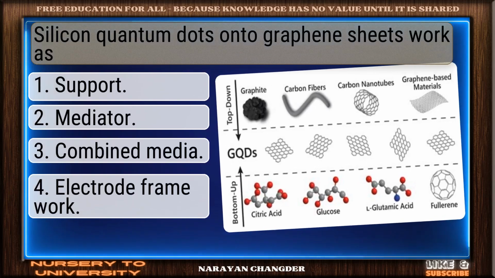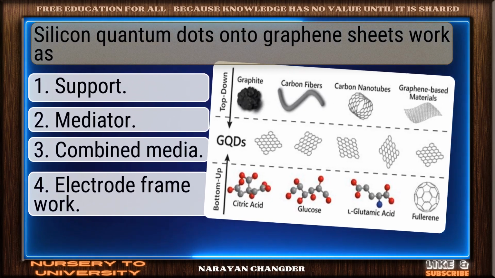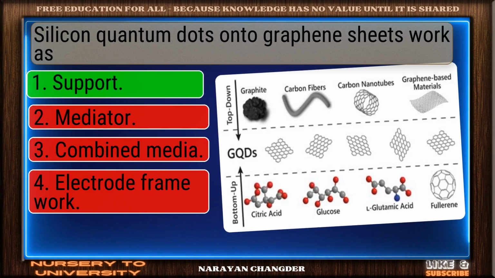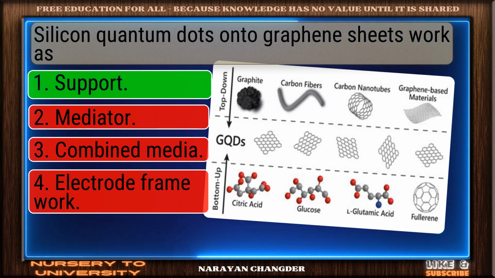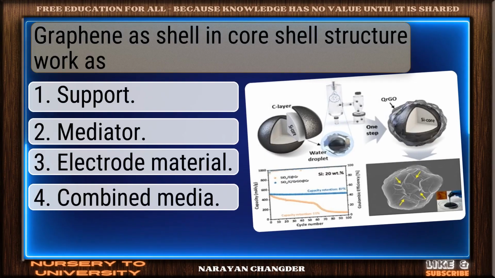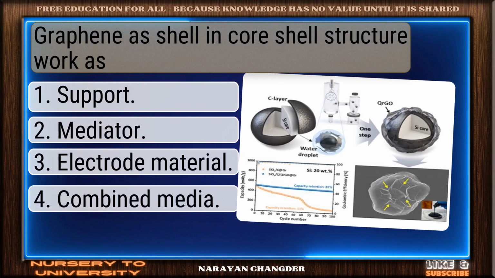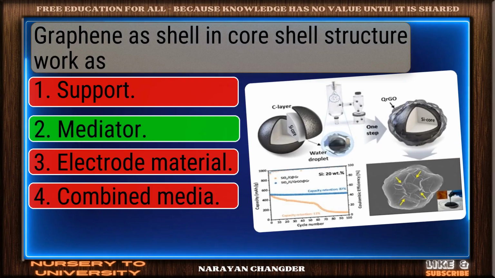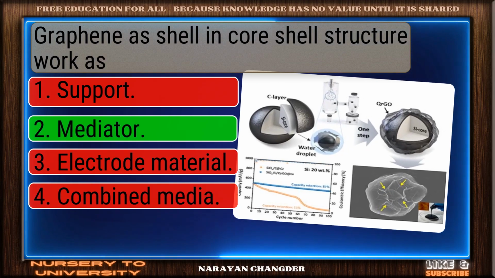Silicon quantum dots onto graphene sheets work as? Well reasoned. Support is the correct choice. Graphene as shell in core shell structure work as? You're right. Mediator is the correct answer.